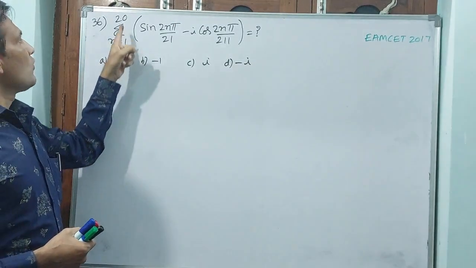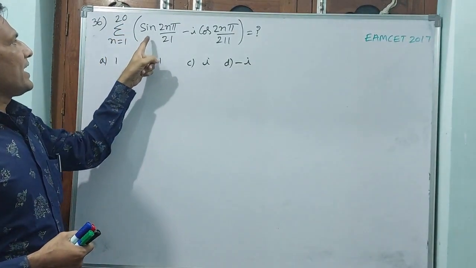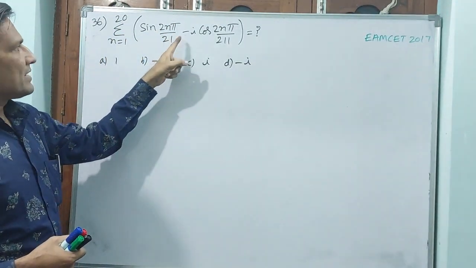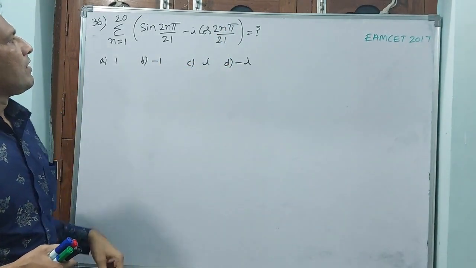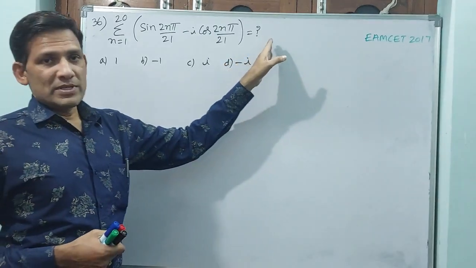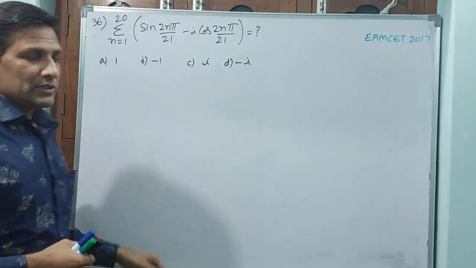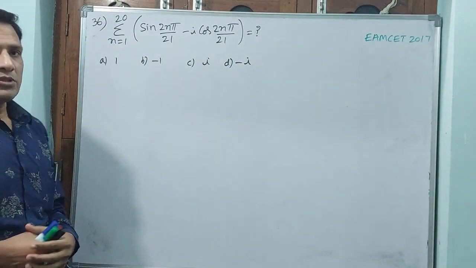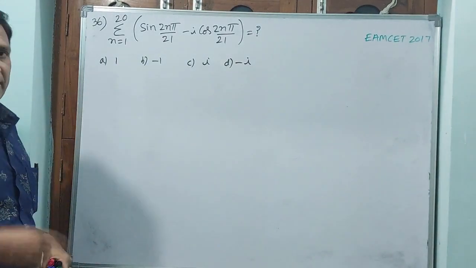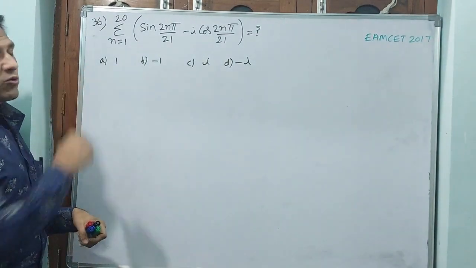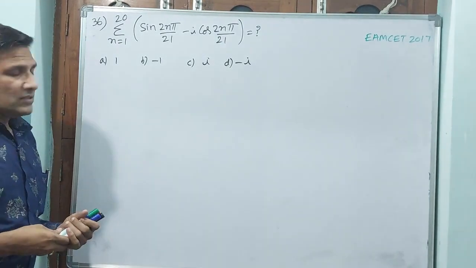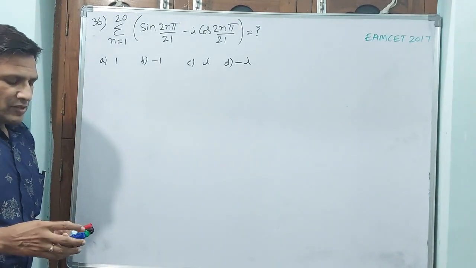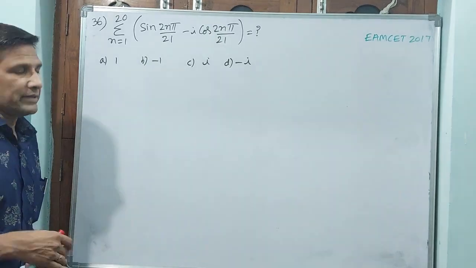Sigma n equals 1 to 20, sin 2nπ/21 minus i cos 2nπ/21. This is 21. They are asking how much this value is. This question is an EAMCET 2017 question. They have given 4 options also. Like this, in last class, the last question, that means question number 35, was like this only. And we will take this also. Then with both these questions we are going to get some experience.